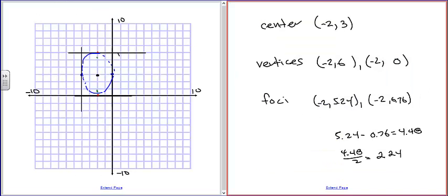And then finally, the eccentricity is C over A, and C was 2.24, A was 3, so that's 0.747.